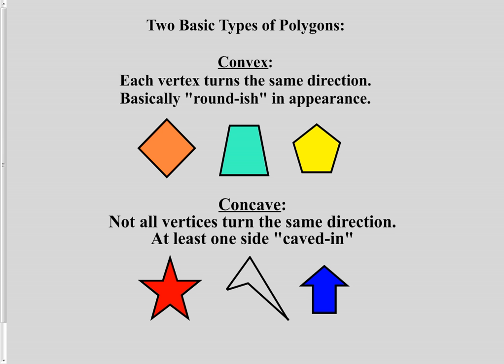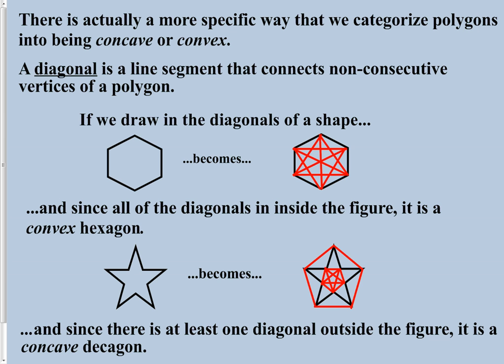The official mathematical way of remembering the difference between concave and convex deals with what we call the diagonals of the polygon. Diagonals are what you get when you draw in all of the connecting line segments that connect any vertex of the polygon to any other non-consecutive vertex. In other words, we're not traveling from one vertex to the very next vertex. That would be one of the sides of the polygon. However, if we skip one vertex and travel through the open space in or around the polygon to get to the next vertex, that would be a diagonal.